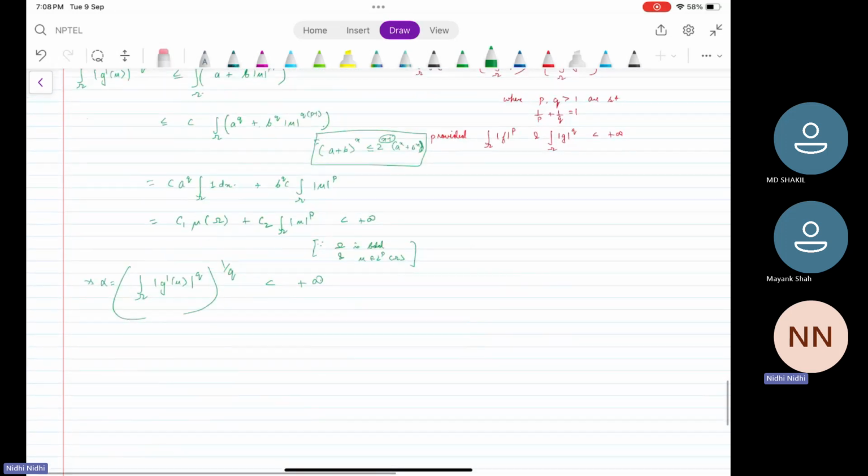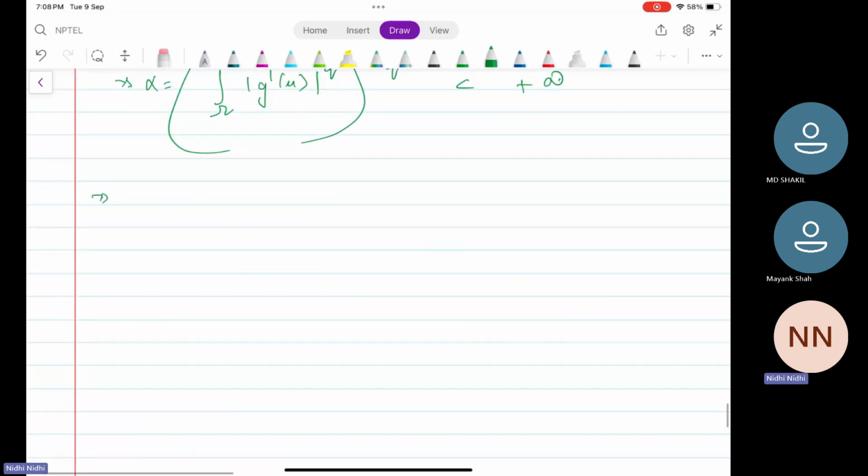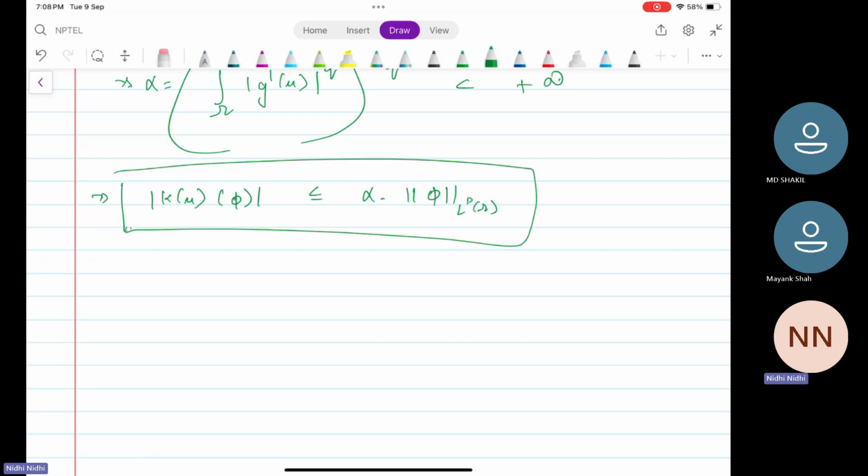So this implies mod ku phi is less than or equal to alpha times the LP norm of phi. This tells us that ku is a bounded, continuous linear map.